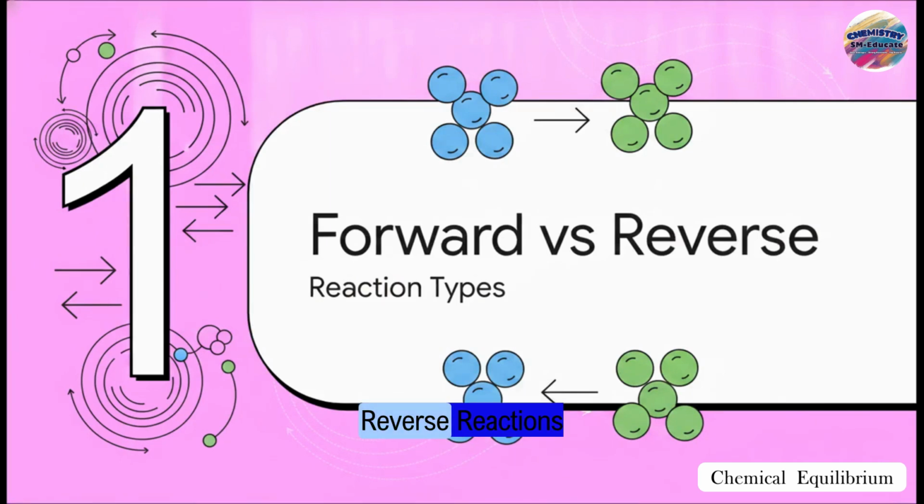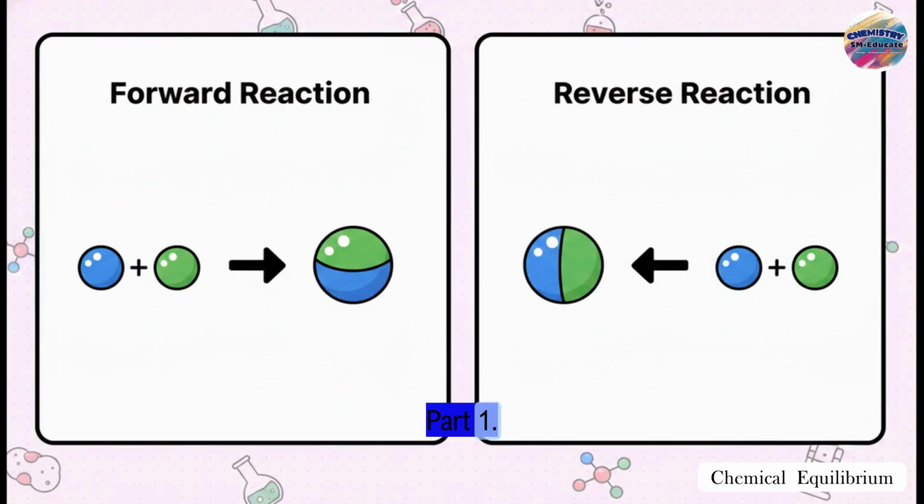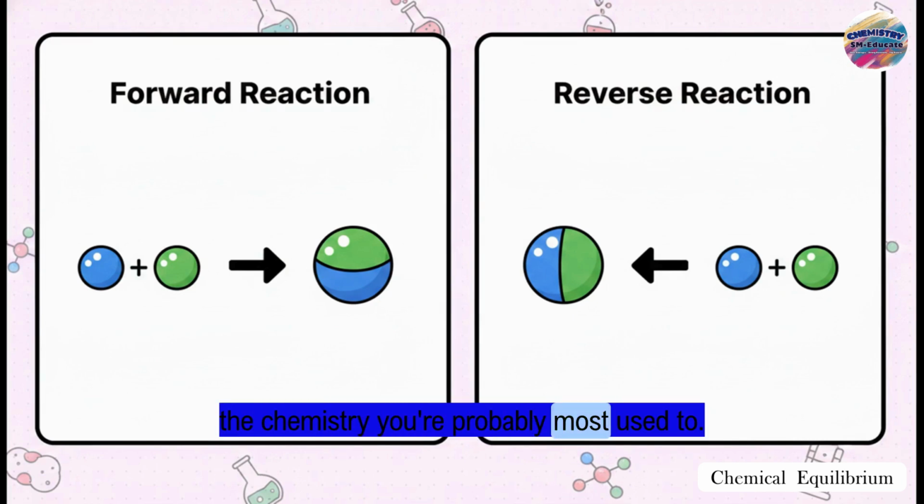Section 1. Forward versus reverse reactions. Let's start right at the top of the homework with Question 2, Part 1, differentiating between forward and reverse reactions. Now, the forward reaction is the chemistry you're probably most used to. You take your starting materials, your reactants, you mix them together, and they react to form something brand new, the products. It goes strictly in one direction.